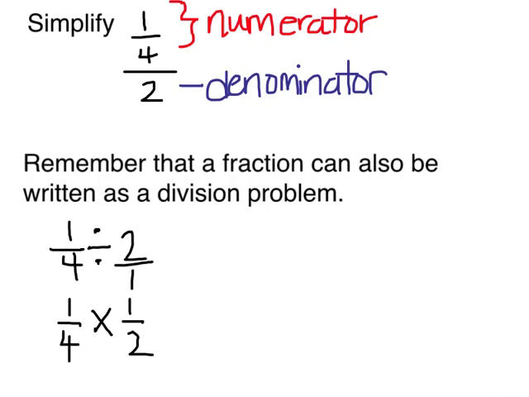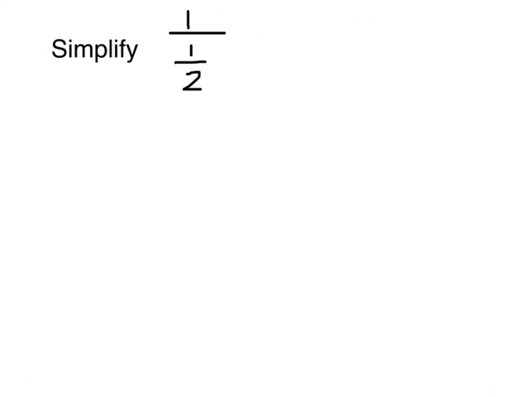I cannot cancel or simplify in my diagonals, so multiply straight across. Numerator times numerator. 1 times 1 is 1. Denominator times denominator. 4 times 2 is 8. So 1/4 over 2 simplified is 1/8.